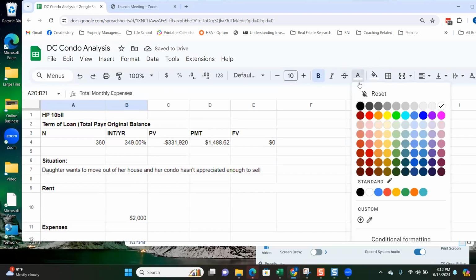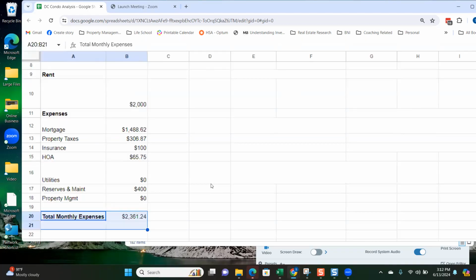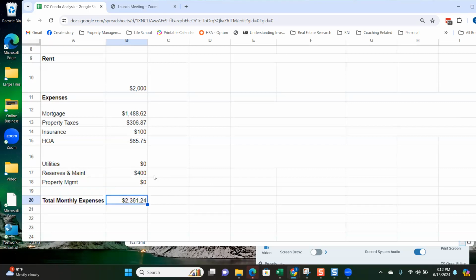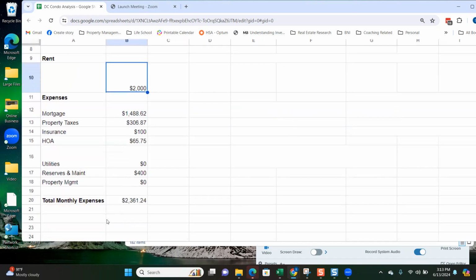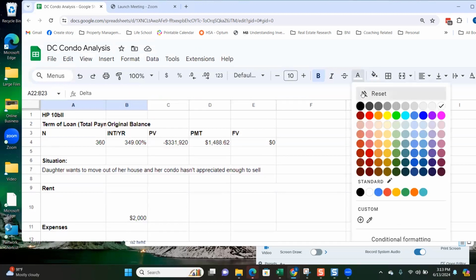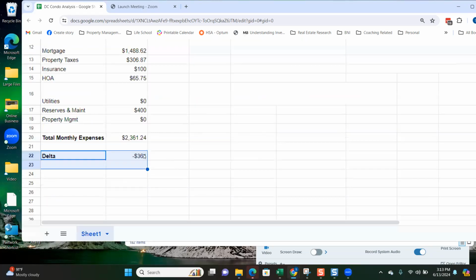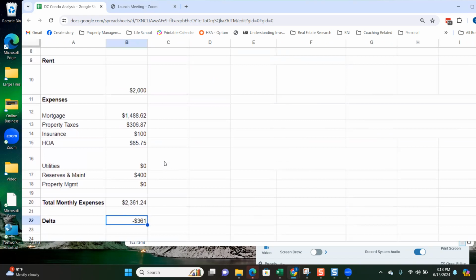And let's see, how did I do this? Okay, so I added up the total expenses and note that we are at a deficit here. We have about a $361 shortfall each month. So this does not cash flow. So now what, right? You're taking over these payments and, is this a good idea? Is this a bad idea?